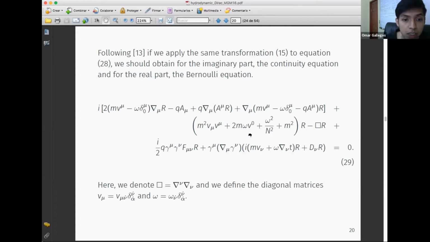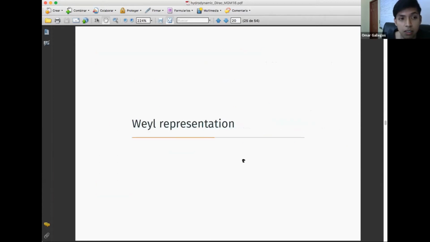If we introduce the new variables in the last equation, we can obtain this equation, and this equation is the hydrodynamic representation for the Dirac equation. And another form to do the description of the fermions is the Weyl representation.